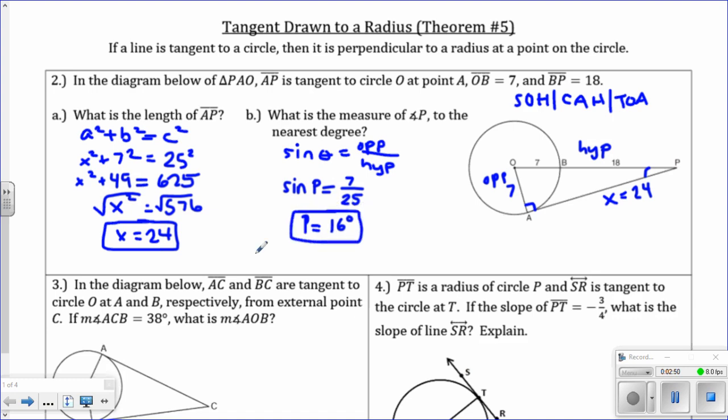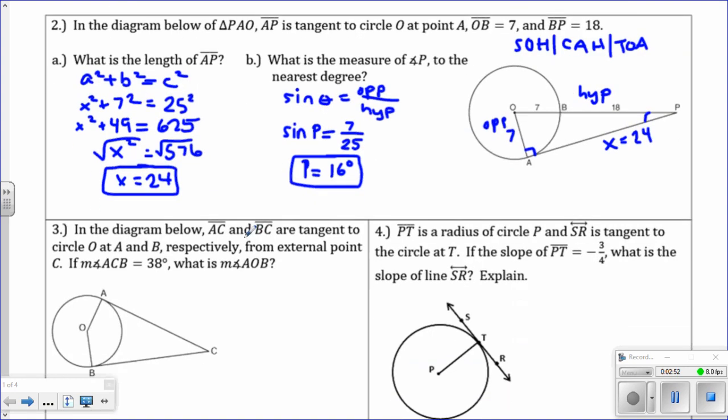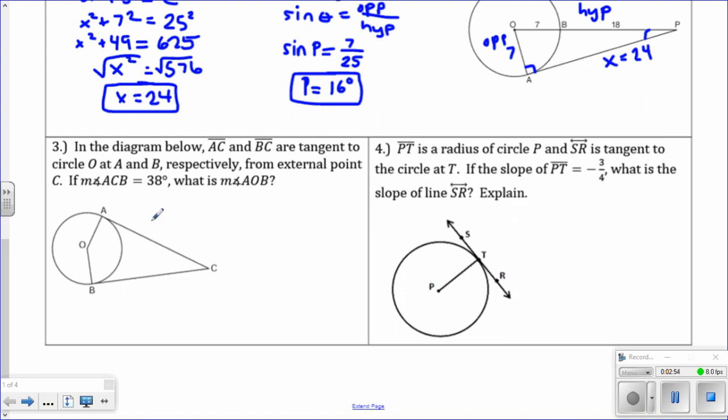So let's just do another problem, kind of different, but still using that theorem. So number 3, we have AC and BC are tangent to circle O. So the second it says it's tangent to the circle, you can put in those right angles right away because you're going to use them at some point. It says that the measure of angle ACB is 38 degrees. What is the measure of angle AOB?